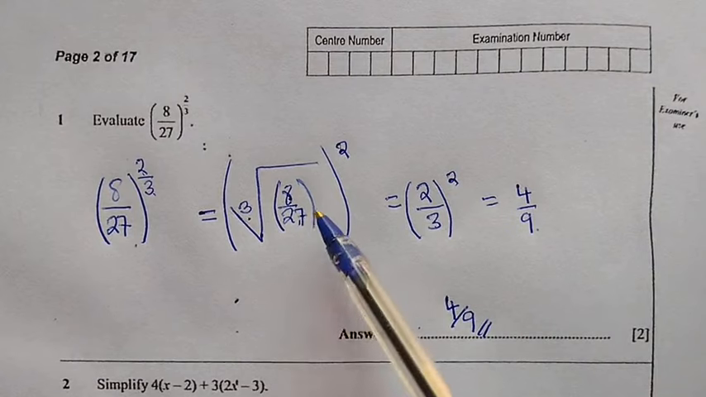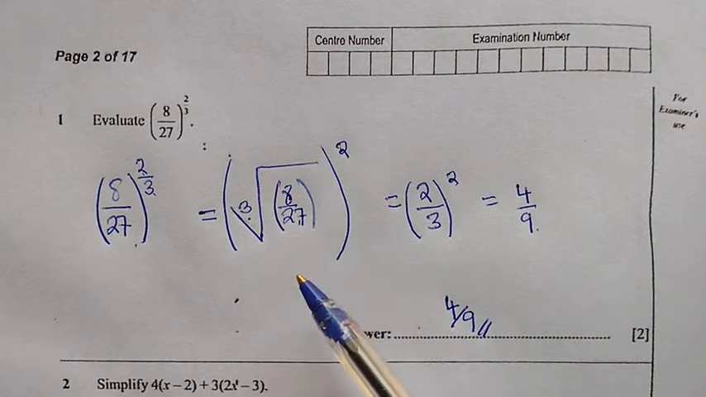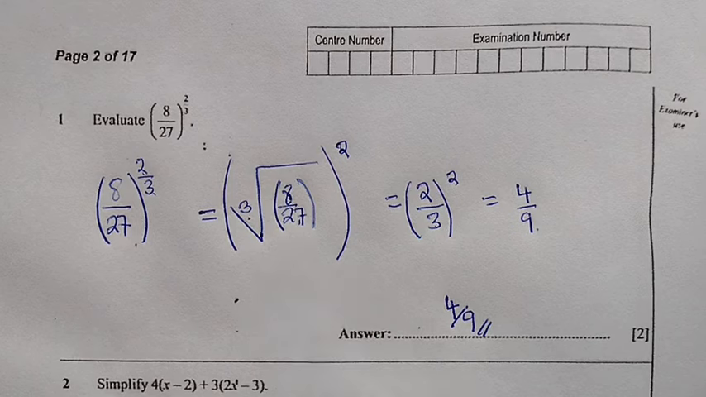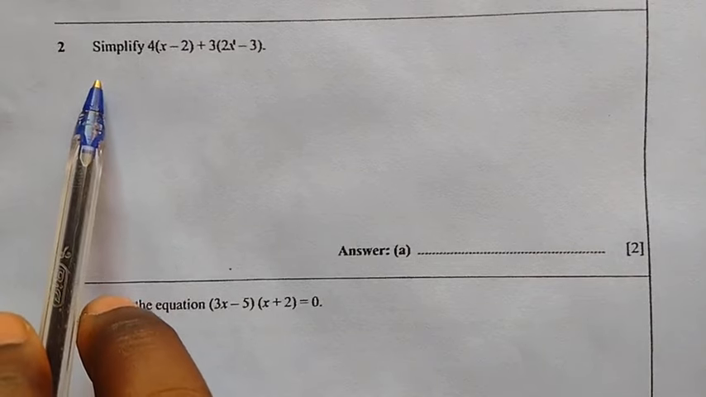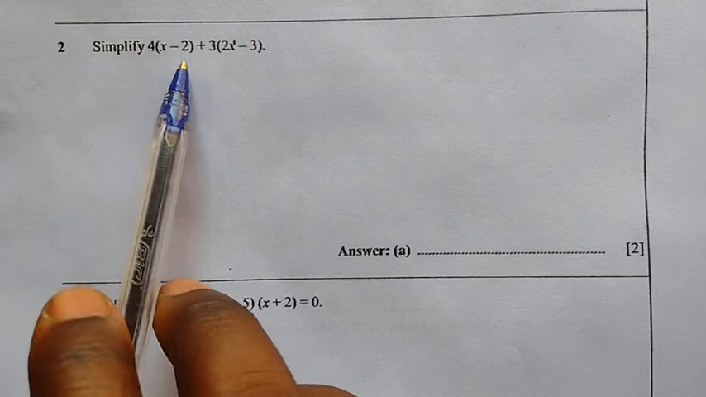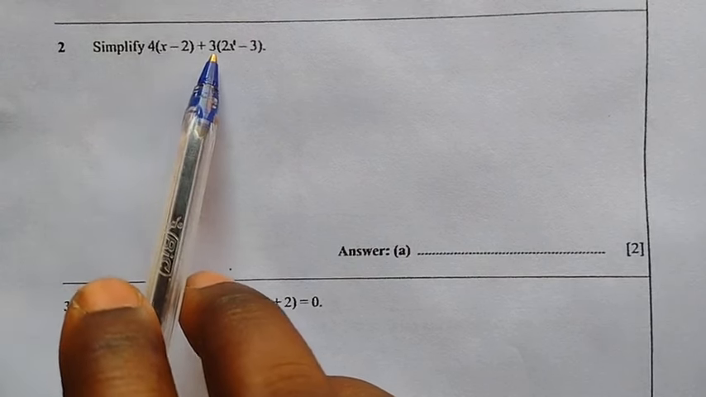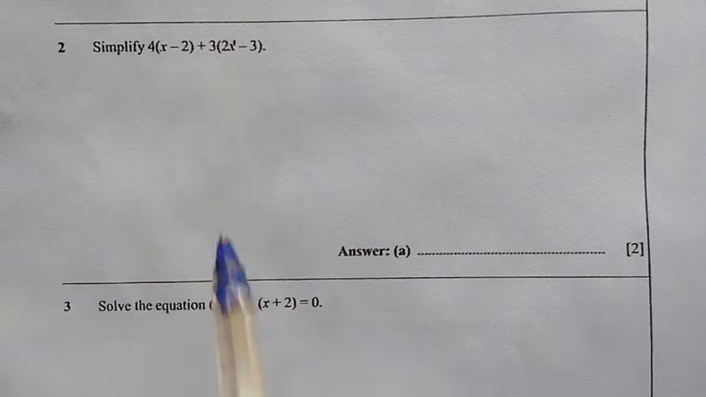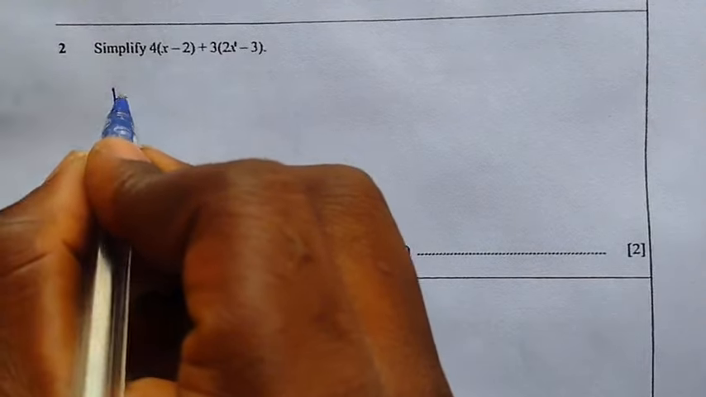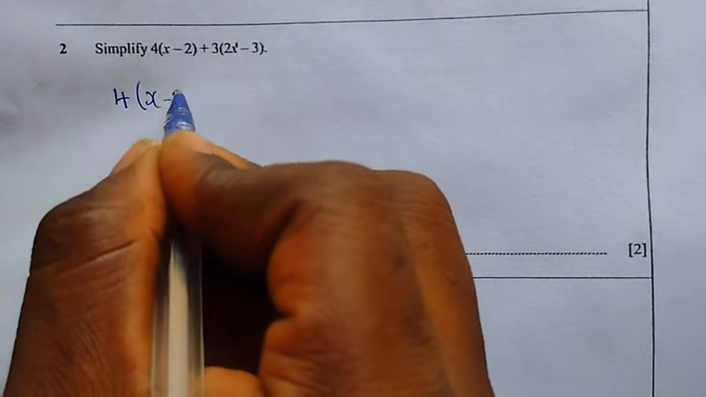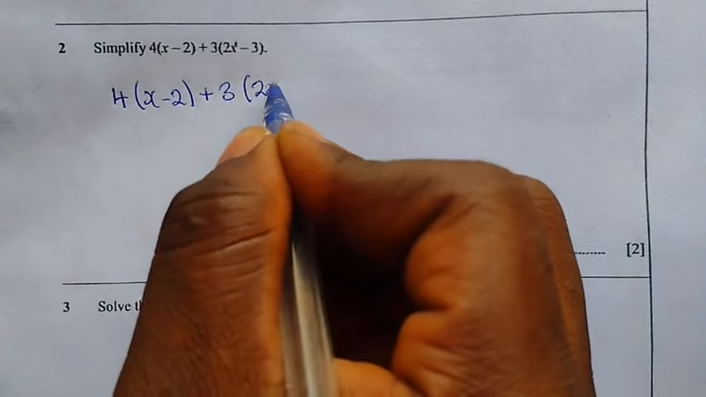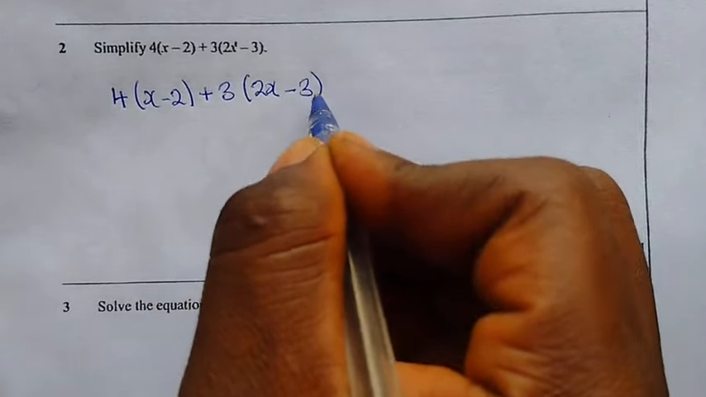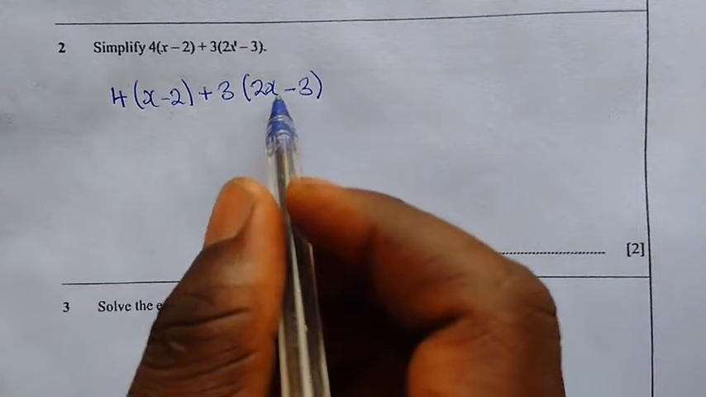If you don't want to use this method, there is another method that you can use to answer this question. Let's now take a look at question 2. Alright, this is our question 2. Simplify 4 in brackets x minus 2 plus 3 in brackets 2x minus 3. So I'm going to write our question, which is 4 in brackets x minus 2 plus 3 in brackets 2x minus 3. Here we need to open the brackets.